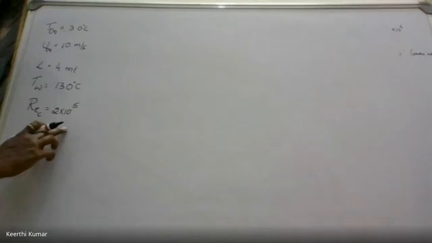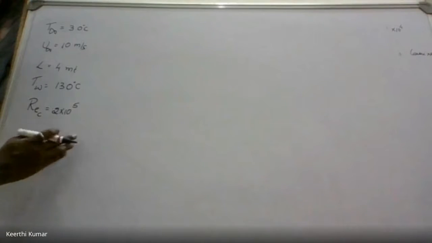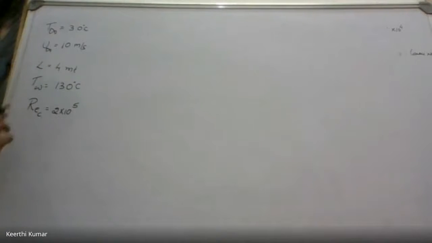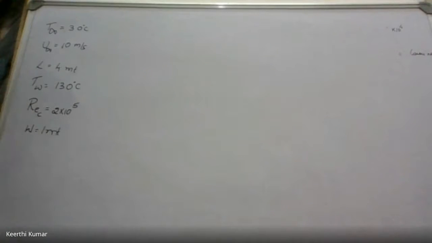That is standard. But he has given the critical Reynolds number, so please take this value. That is the important point here. 2 into 10 to the power of 5 is the critical Reynolds number, where the flow will convert from laminar to turbulent. So we are taking 2 into 10 to the power of 5. And the width of the plate, W, is 1 meter.